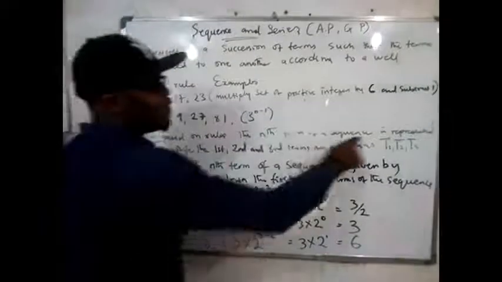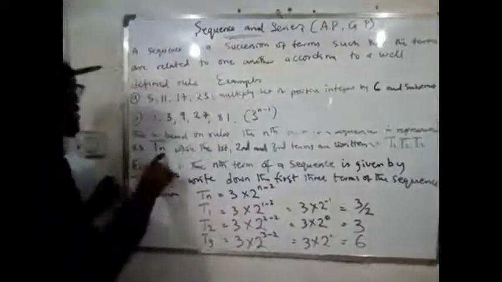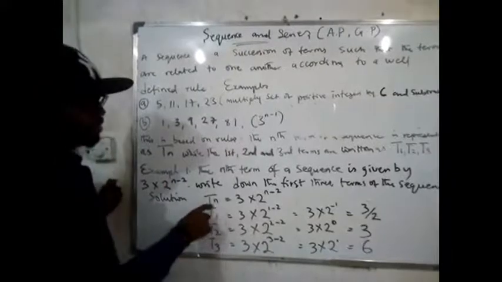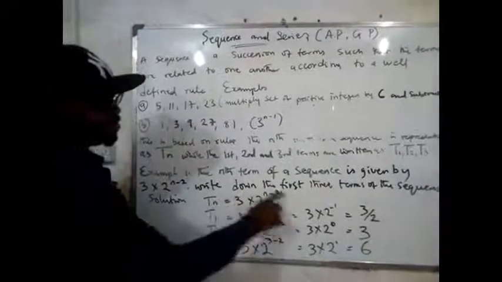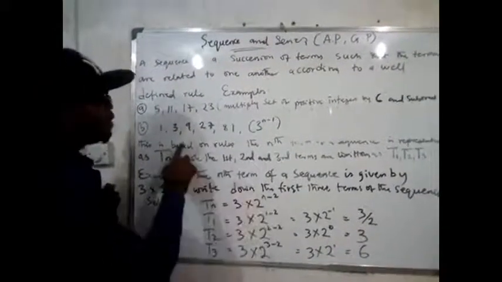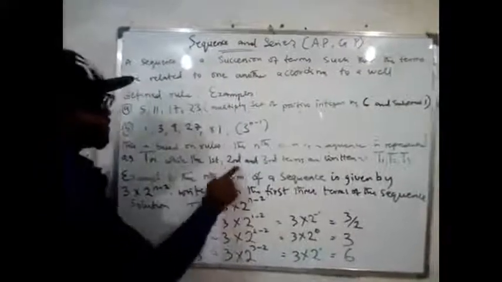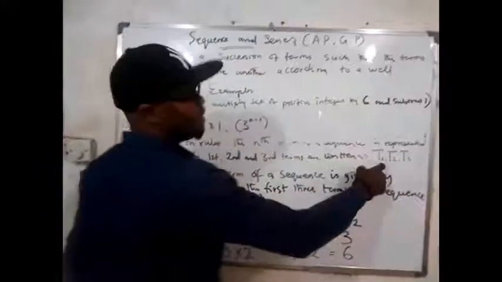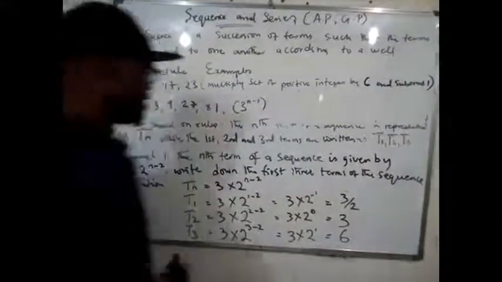The nth term of a sequence is represented by Tn. It's represented by what? Tn. And that represents also the rule. Whereas the other first, second, and third terms are represented by what? T1, T2, T3. So example, we have this example.